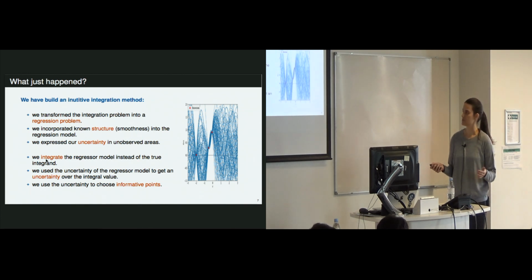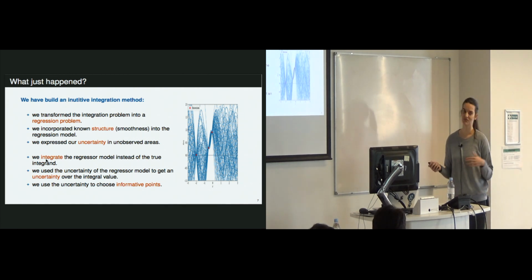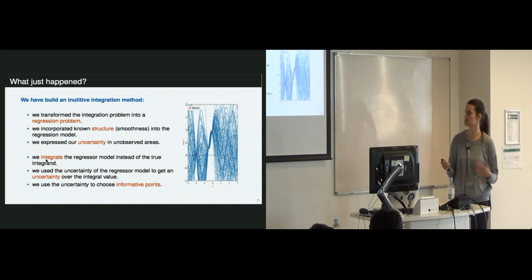And this gave us an uncertainty over the integral, which is what we were aiming to do. And then after that, we used all this uncertainty to get the next point. And this may sound vaguely familiar to you. That's also how this kind of typical decision loop goes that you know from Bayesian optimization.